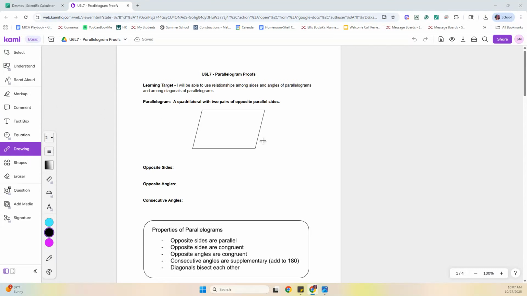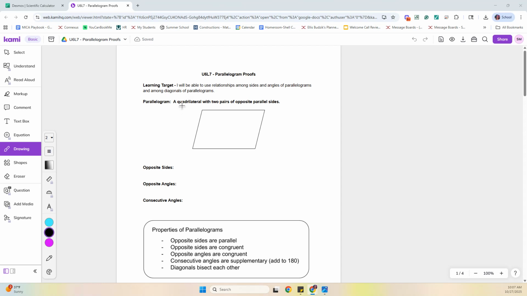All right, so for today's lesson, we are going to be talking about parallelograms. And throughout the remaining lessons of this unit, we're going to be talking about different types of quadrilaterals as well. But we're going to start off with parallelograms today. So first off, what is a parallelogram?